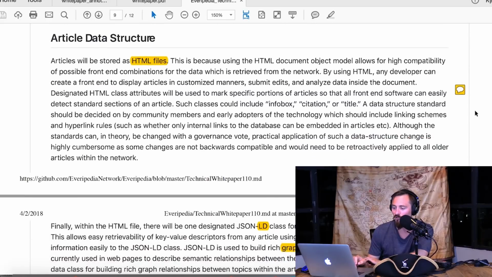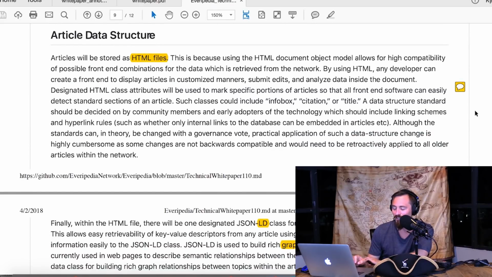I'm sure there's a solution somewhere in that you could do through consensus, I'm sure. So they are saying that the article data structure will be stored as HTML files. I don't think that there's any surprise there. HTML files are the standard file that are used for any website, really.